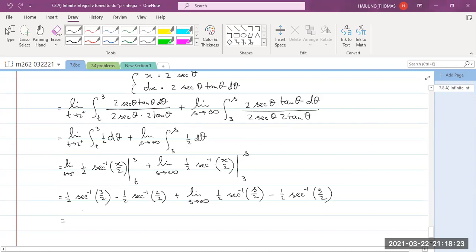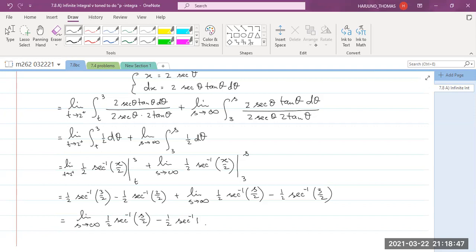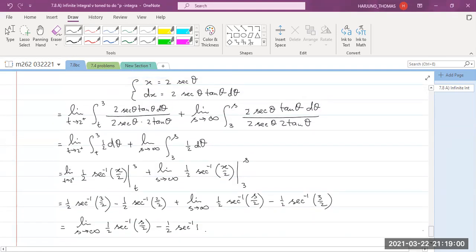So the first term and the last term cancel. So I have the limit as s goes to infinity of 1/2 secant inverse of s over 2 minus 1/2 secant inverse of 1. The 2 tangent, no, the 2 tangent is correct. My mistake is actually here. These are my mistakes.